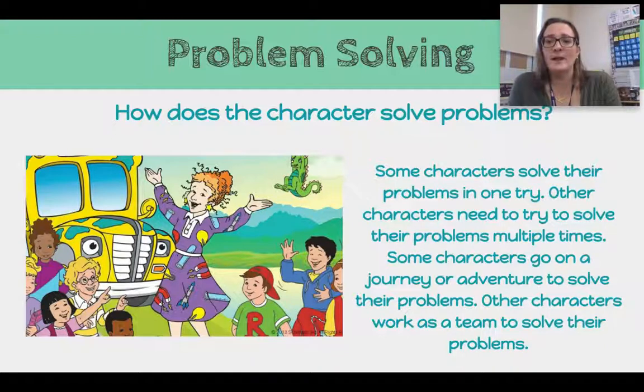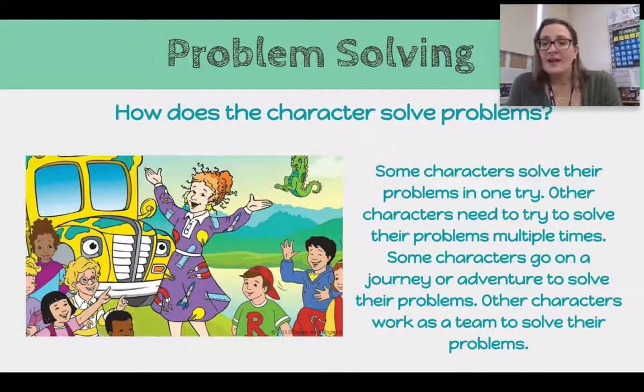Sometimes characters may need to try to solve a problem multiple times. They might try to solve a problem and they don't get it right on the first try, and they have to keep trying to solve it in different ways. When I think of the Magic Treehouse books, or the Magic School Bus books, the characters are faced with a problem or a question that they need to solve, and they go on a journey or adventure to solve that problem.